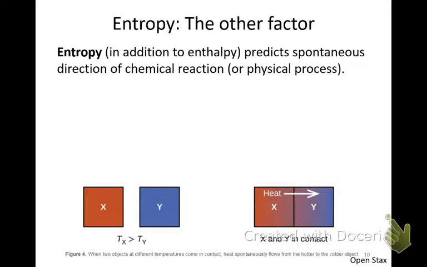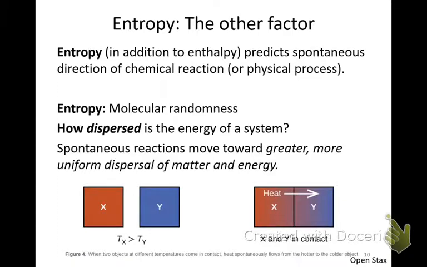So entropy, in addition to enthalpy, predicts the spontaneous direction of a chemical reaction or physical process. It can be a little bit hard to define entropy, but one definition I like is molecular randomness. Sometimes also talked about as chaos or disorder. Yet another way we might talk about it is how dispersed is the energy of a system, because spontaneous reactions move toward greater, more uniform dispersal of matter and energy.